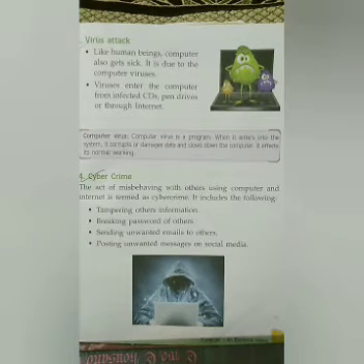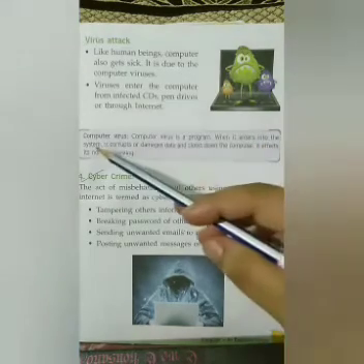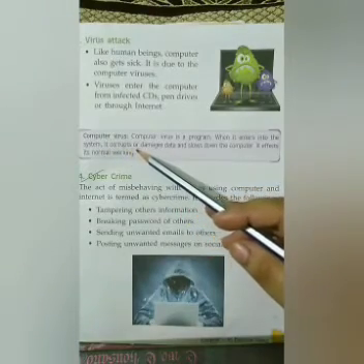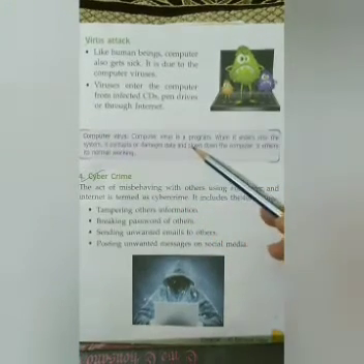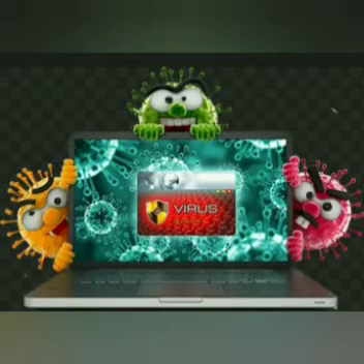Do you know what is a computer virus? Computer virus is a program. When it enters into the system, it corrupts or damages data and slows down the computer. Virus can damage the data and information stored in a computer. It affects the computer's normal working and can disturb it while working.